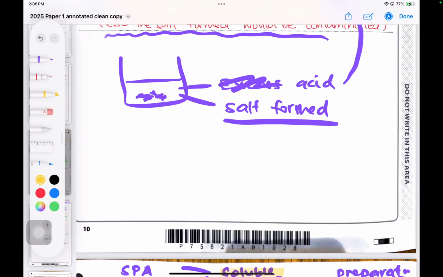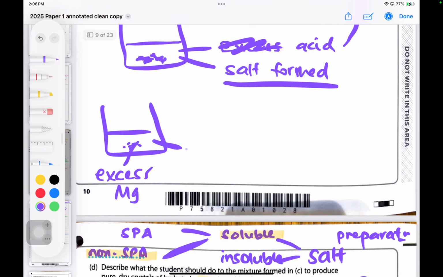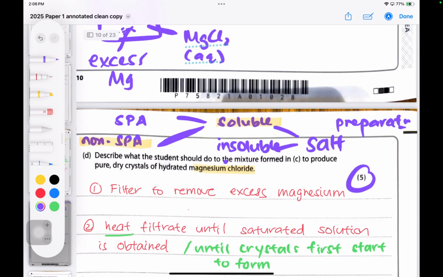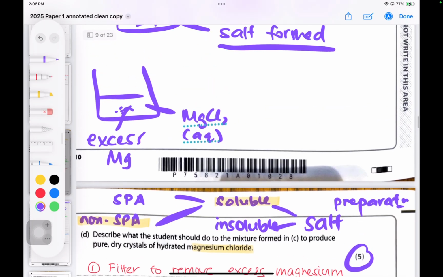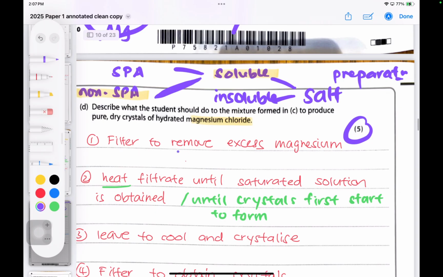you have your mixture like this. You have your extra solid, so this is your excess magnesium, and the magnesium chloride salt that you want is inside here. So they are asking what a student should do to this mixture. You have this mixture right now, and what should you do next? The first thing you want to do is to remove the excess magnesium. That's essentially your first step.